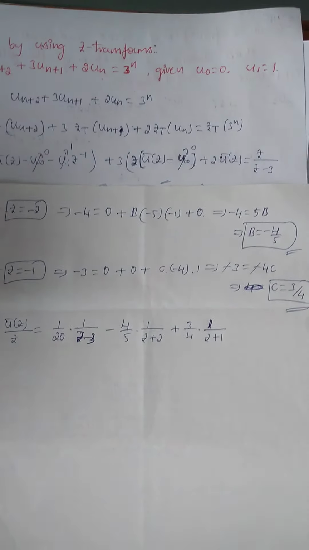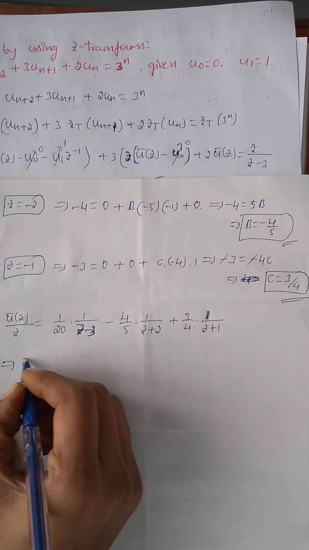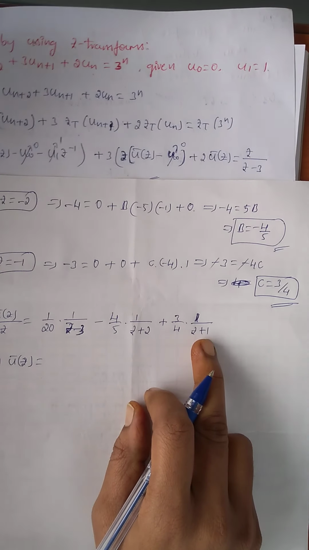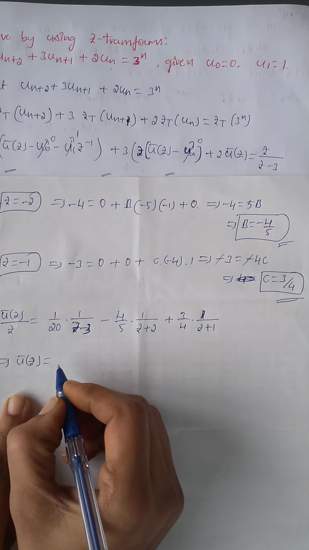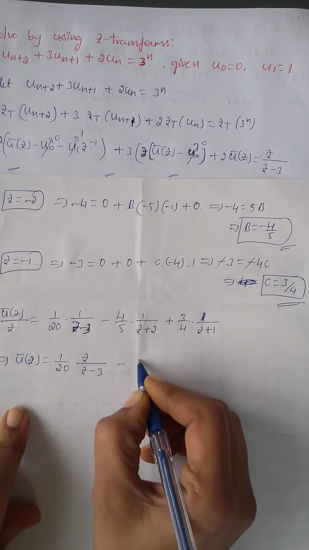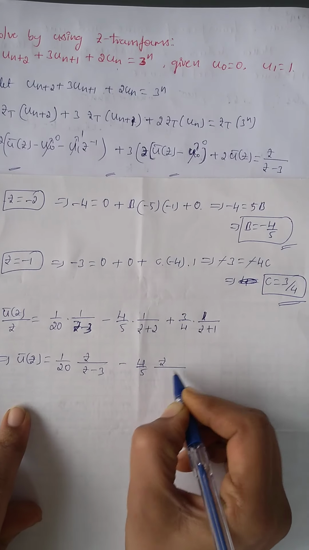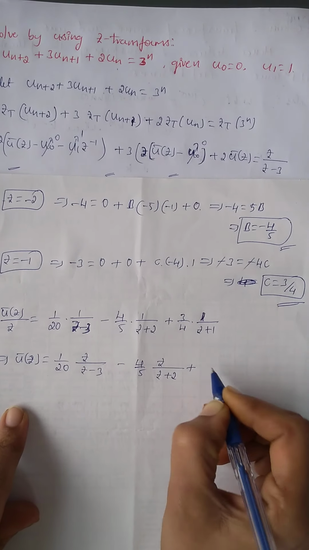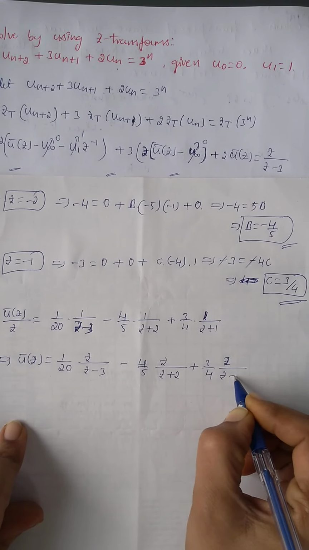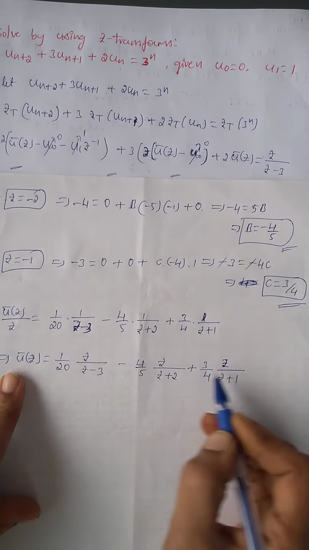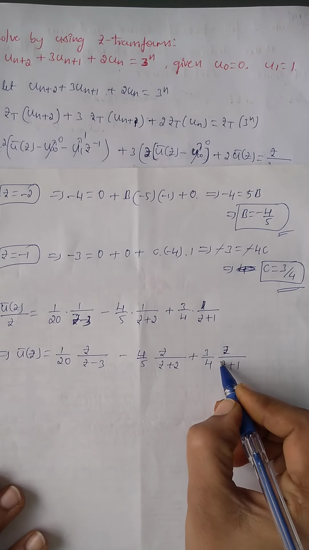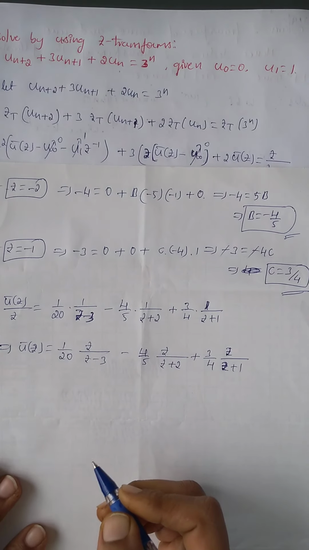So here, from this U bar of z by z, we can transfer z to this side, otherwise just multiply by z on both sides. We'll get U bar of z is equal to 1 by 20 z by z minus 3, minus 4 by 5 z by z plus 2, plus 3 by 4 z by z plus 1. With z transferred to this side, the numerators are z by z minus 3, z by z plus 2 and z by z plus 1. Now we have to find out the Un term.